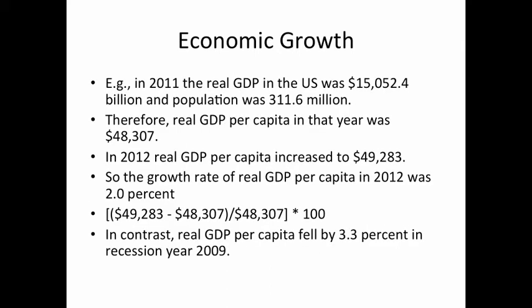So again, going back to 2011, 2012 data, if you want to look at changes in real GDP per capita over that 1 year period, we need to apply the population. So if we know in 2011 the population was 311.6 million, then we would divide that year's real GDP, that $15 billion, by 311.6 million population. That gives us real GDP per capita in that year of $48,307.